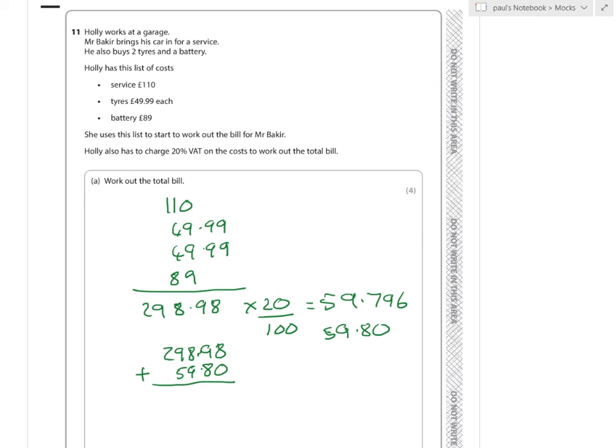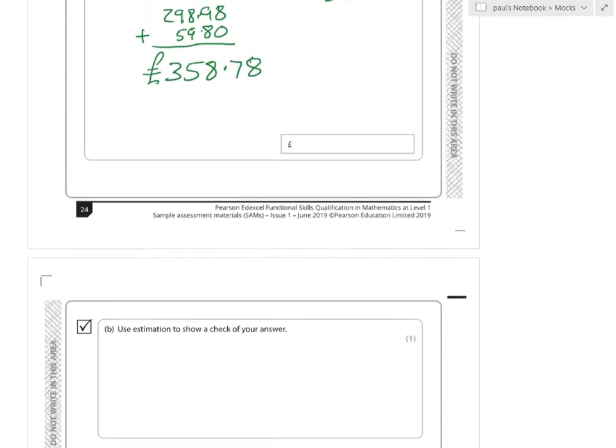So 298.98 plus 59.80 gives me a total of 358.78. 358.78 is the total. Okay, got some more now.